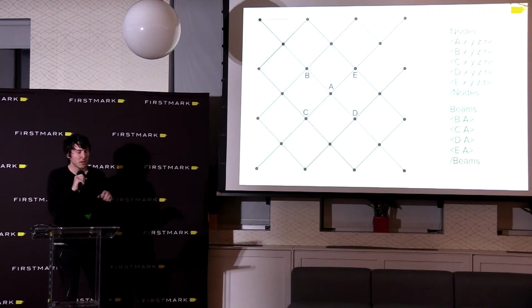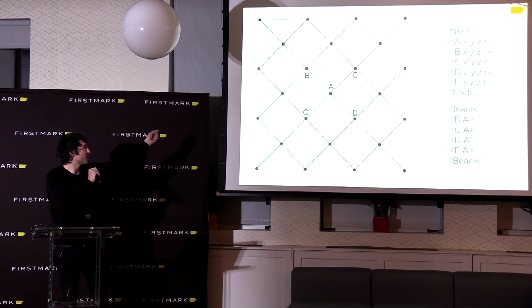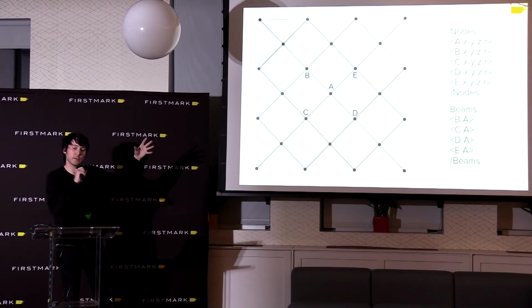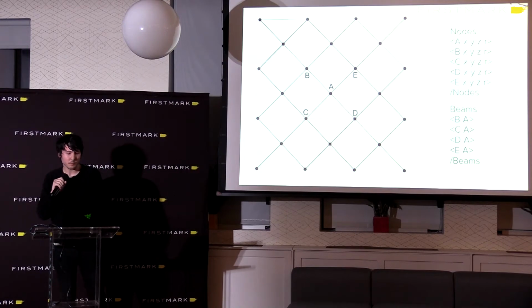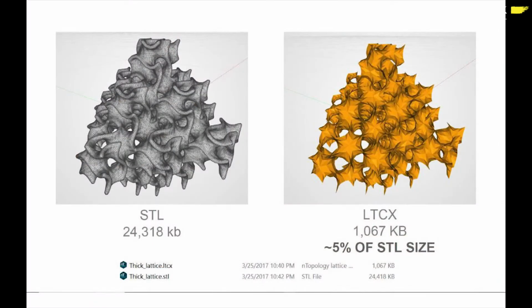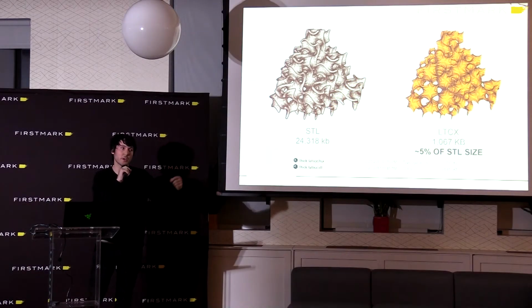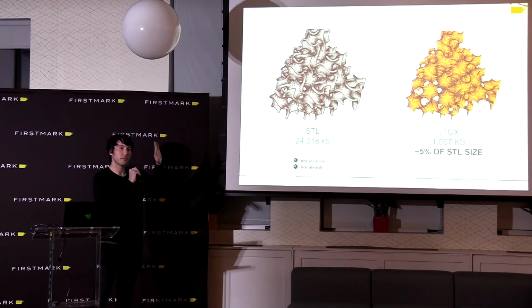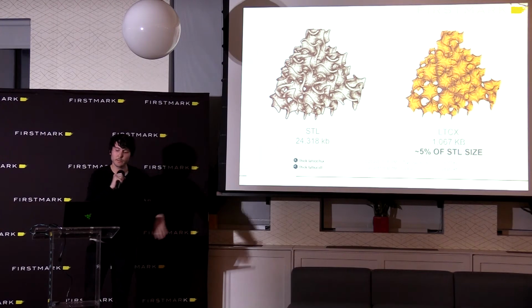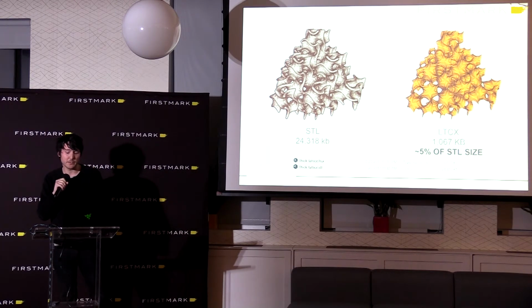And so in this case, for the lattice, we're basically storing nodes and beams, a graph essentially, with a bucket of nodes and connections between those nodes. And then we're only calculating that surface implicitly. And so there's a major file size savings here when you're storing just the skeleton of the structure versus the traditional mesh representing the surface. About 5%, sometimes even more.